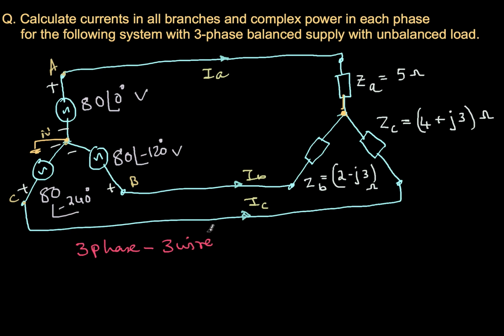So let's solve this particular problem. The question is the same: calculate the current in all branches and complex power in each phase for the following system with three-phase balanced supply with unbalanced load, whereas we have a three-phase three-wire system. So the objective is to find what is IA, what is IB, what is IC, and what is the power in A phase, power in B phase, and power in C phase, the complex power. You may pause the video now and try to solve this yourself, and later you can unpause it and compare with my solution.